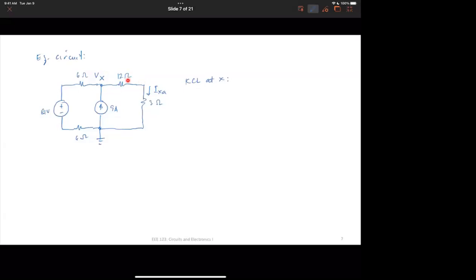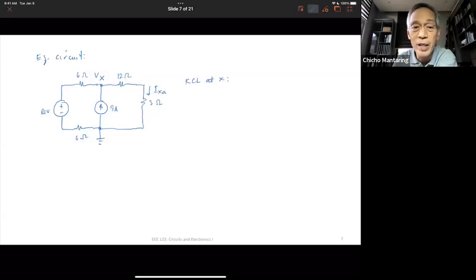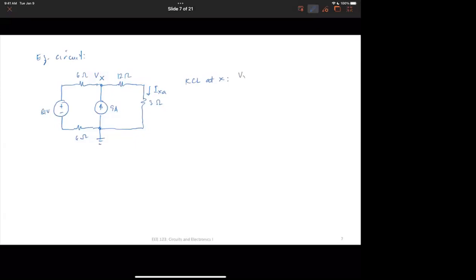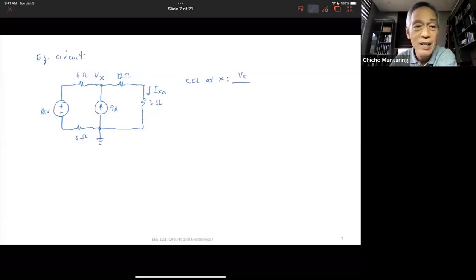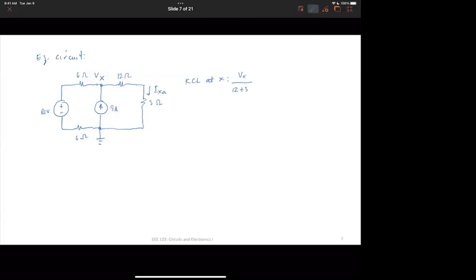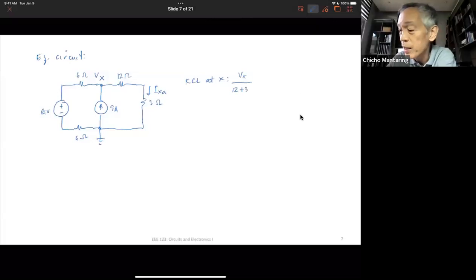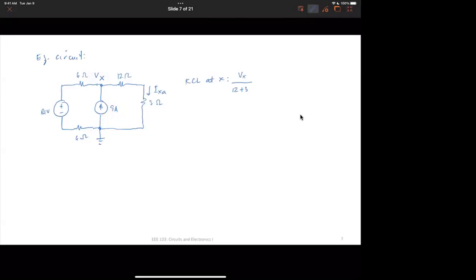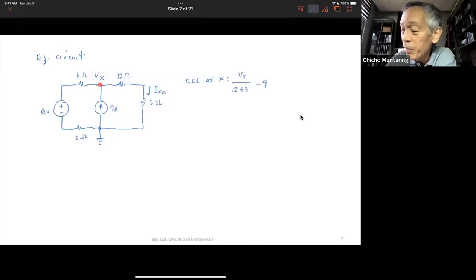You can get an expression for the current here from left to right. What is it going to be? It's going to be Vx over just 12 plus 3. Okay. Vx over 12 plus 3. Now, what about the contribution of this? -9. Okay, -9. Good. What about here from right to left?